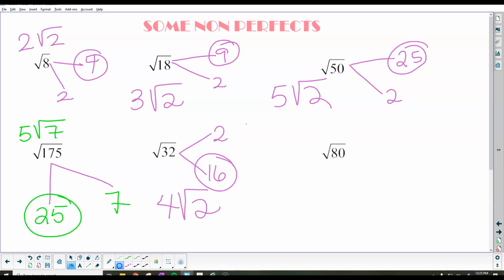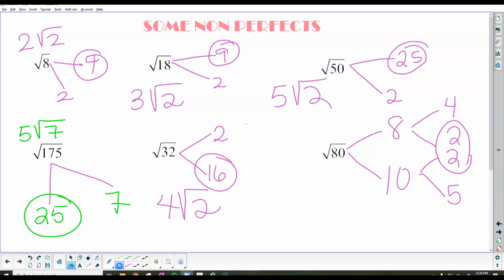Now for the square root of 80, if you already know that, that's awesome. I'm going to pretend like I don't know it, and I'm going to show you how to figure it out. So for 80, I'm just going to say this is 8 times 10. Are either one of those perfect? No. So I'm going to keep going. So this is 4 times 2. And what's 10? 5 times 2. That is correct. So, guys, what is 2 times 2? That's a 4. So 80 is really 4 from this times 4, which is that, times 5.